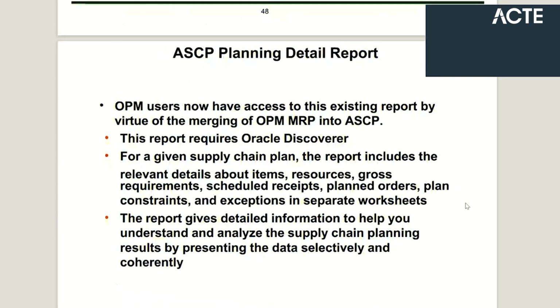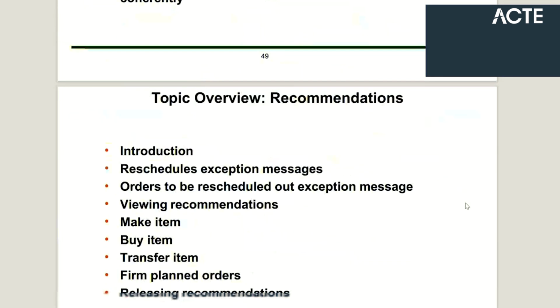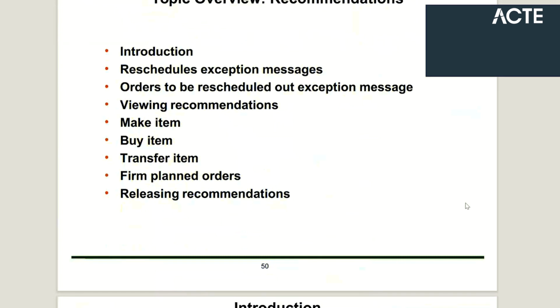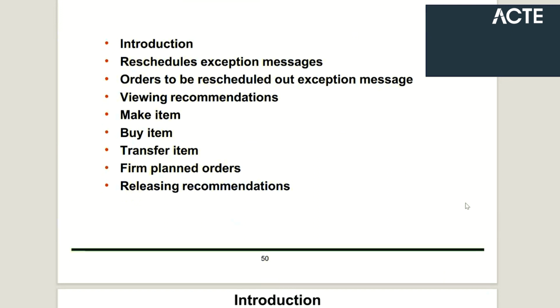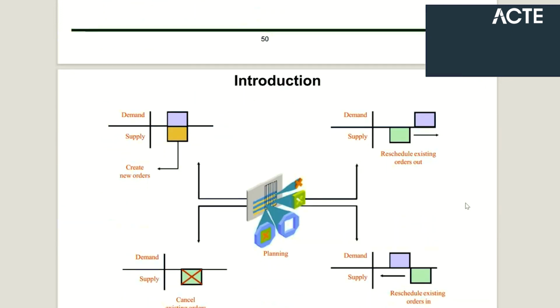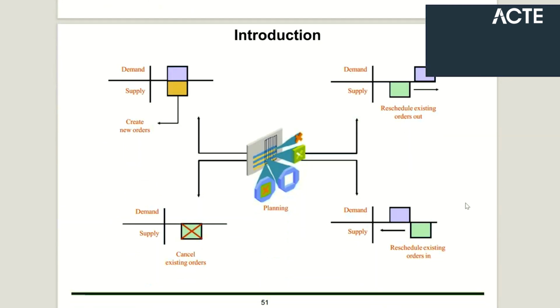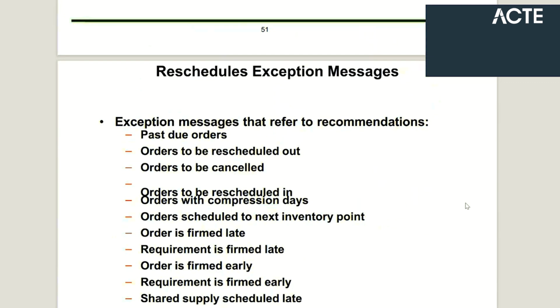Now, there is detailed reporting which you can go ahead and check. Then, when it is coming to this, what is the corresponding make item, buy item, transfer item, firm planned orders or releasing recommendations. As per that, you design the things and then you put what is the demand, what is the supply, how you planned it, how you are doing the deliverables.